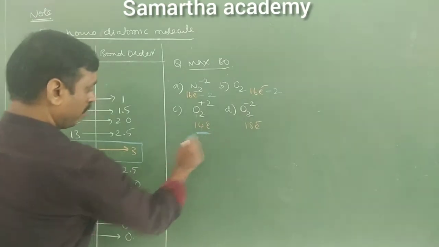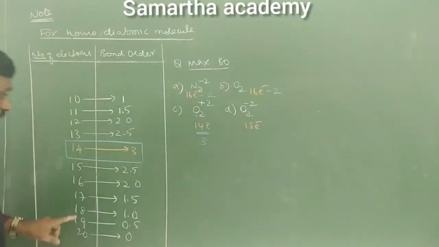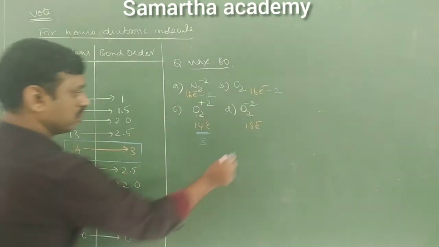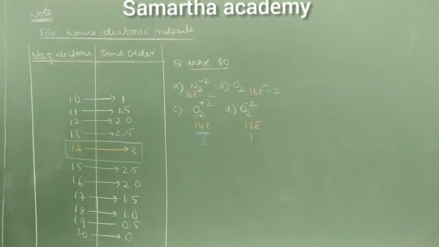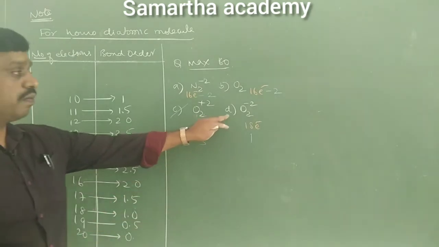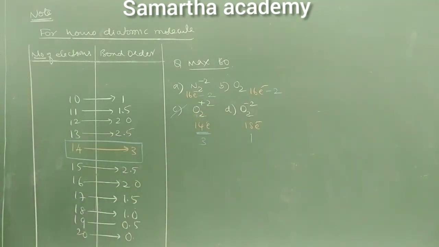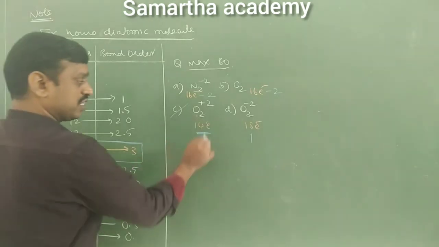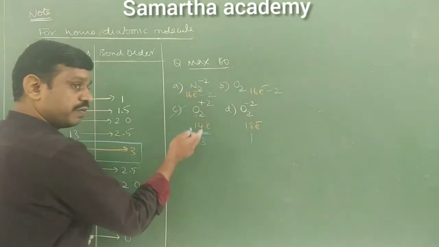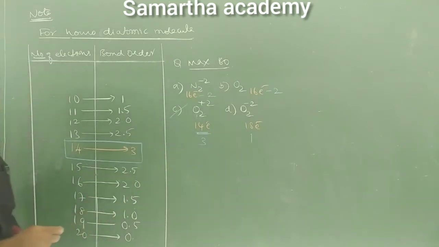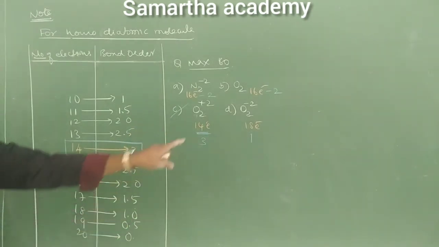Electrons are 14. Bond order is 3. Electrons are 18. Bond order is 1. Therefore, the question is maximum bond order. If they ask minimum bond order, O2 minus 2. Okay. Then now instead of bond order, they may ask bond length. See, this O2 plus has maximum bond order. It means minimum bond length, because bond order is inversely proportional to bond length.